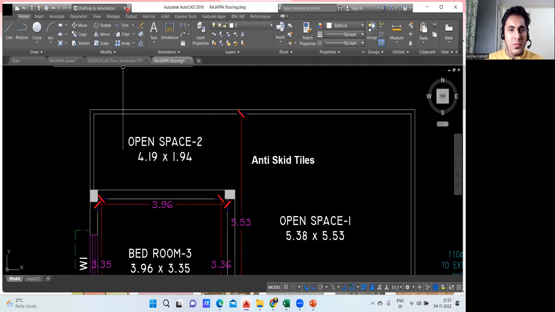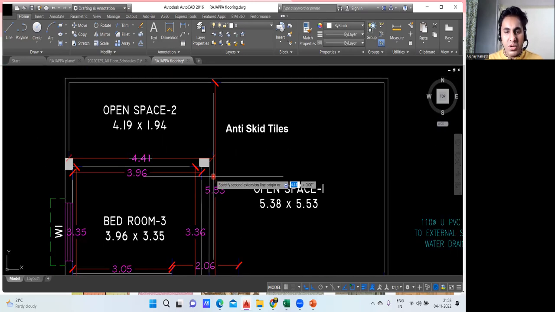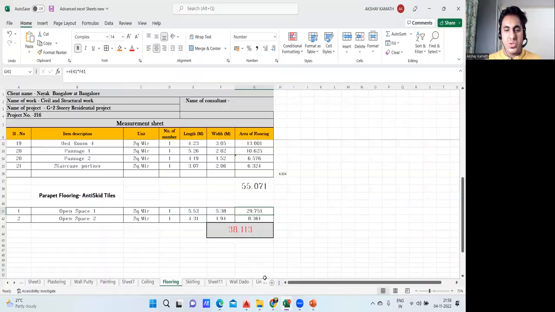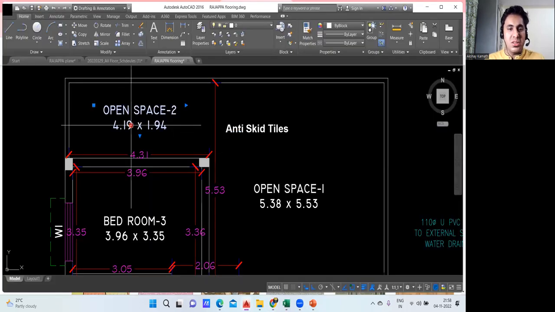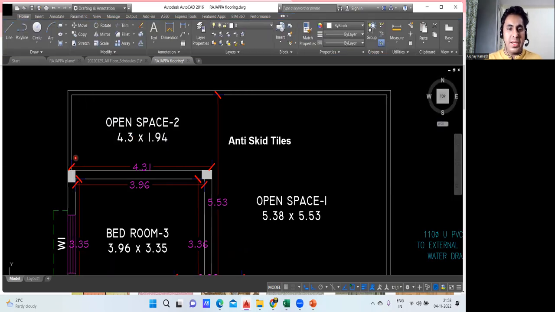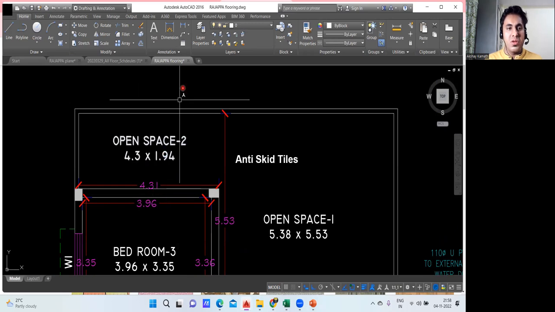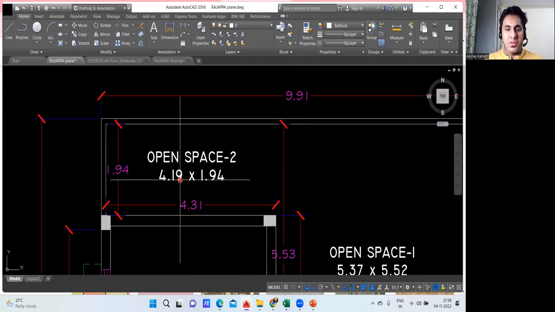Okay. Yeah, this point to this point. Because up to here we had calculated for that, no? So it is 4.31 I'm getting. So in the Excel sheet I've written 4.31, and this is 4.31. I'll make a change here. Okay. 4.31 and this is 1.94. This is 1.94. It is okay. Yeah. This measurement I think I had done. Where is that? Yeah, it is here. Okay.